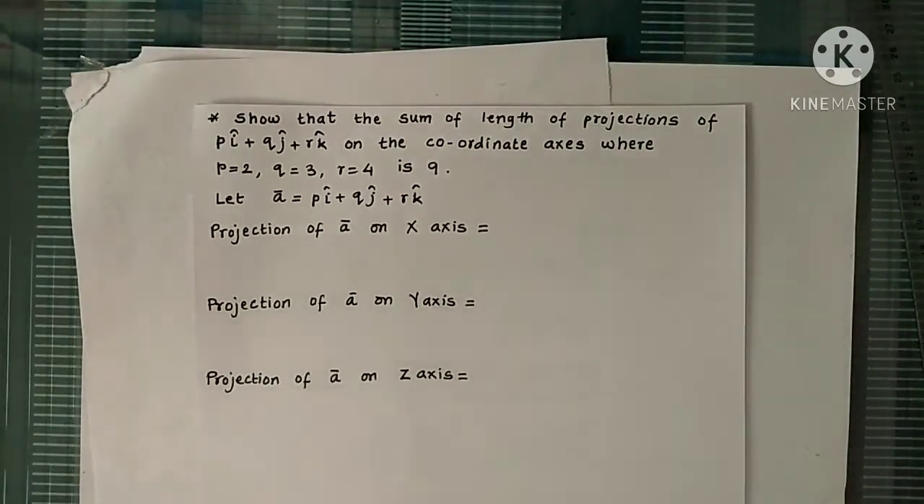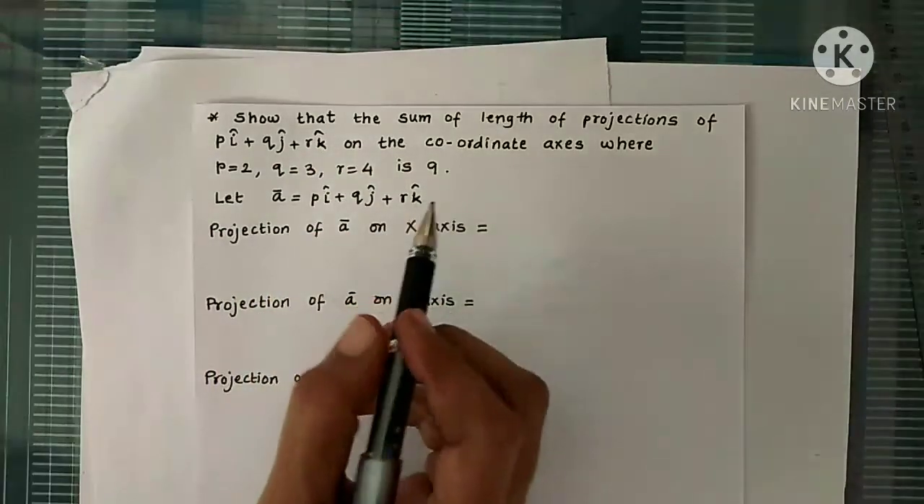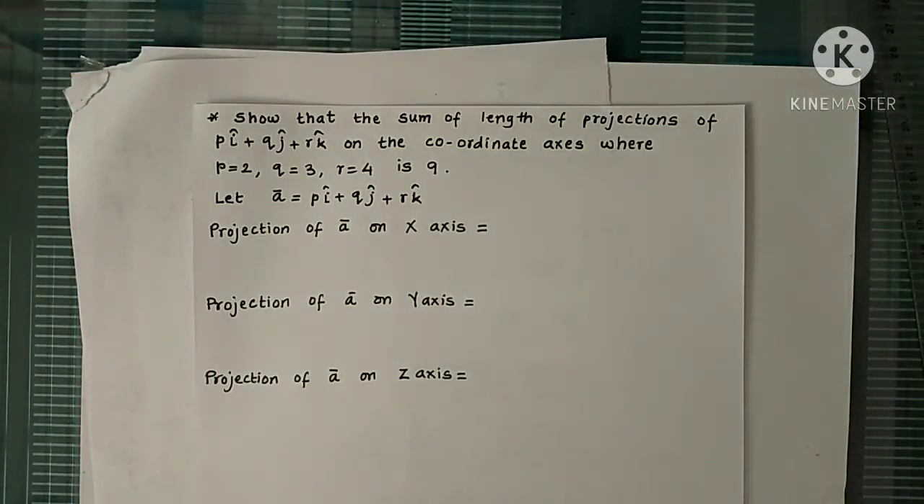Show that the sum of the length of the projections of P i cap plus Q j cap plus R k cap on the coordinate axis, where P is 2, Q is 3 and R is 4, is 9. So we have to find the projections of this given vector on the coordinate axis. So let the given vector be A bar, P i plus Q j plus R k. Now first let's find out projection of A bar on x axis, then on y axis and on z axis, and let's add them. So we have to prove that this sum is 9.